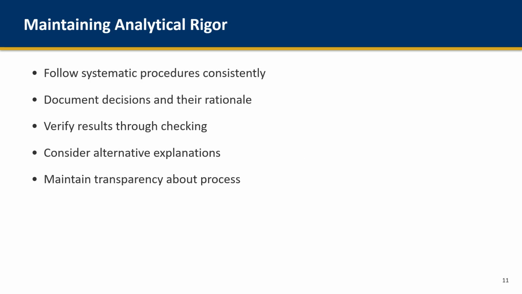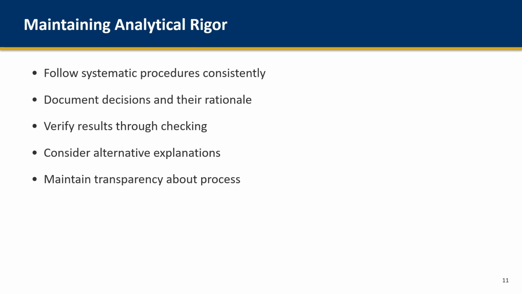Rigorous analysis, whether quantitative or qualitative, requires disciplined practices that protect against error and bias. Follow systematic procedures consistently throughout your analysis. If you're running statistical tests, follow established protocols for each test type. If you're coding qualitative data, apply codes consistently across all material. Ad hoc, inconsistent procedures produce unreliable results.